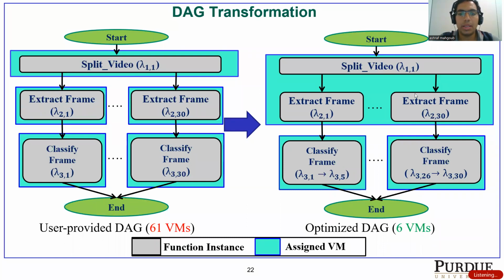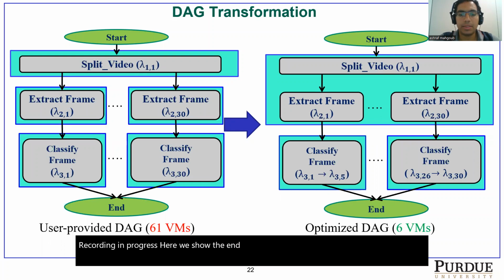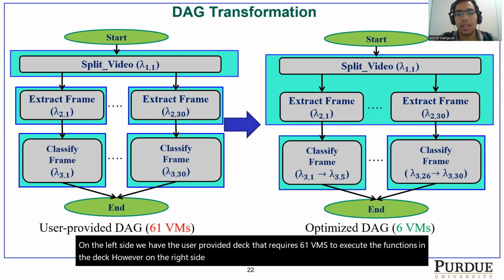Here we show the end result of our optimization for the video analytics application example that we have seen before. On the left side, we have the user provided DAG that requires 61 VMs to execute the functions in the DAG. However, on the right side, we have the WISEFUSE optimized DAG that requires only 6 VMs to execute the DAG.